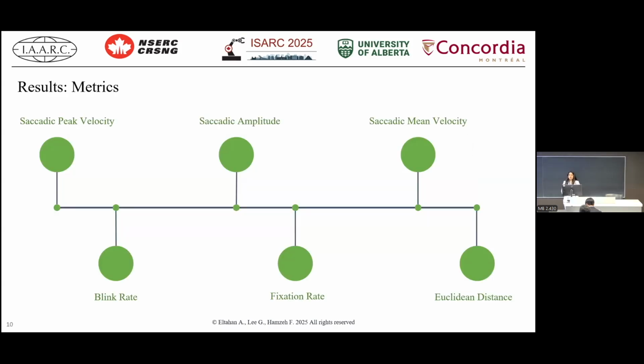So what about the metrics? Which metrics did we calculate? We have 5 different eye tracking metrics. For the saccadic, we have the saccadic peak velocity, saccadic amplitude, and saccadic mean velocity, which is a very sensitive indicator of cognitive load. We also have blink rate and fixation rate.